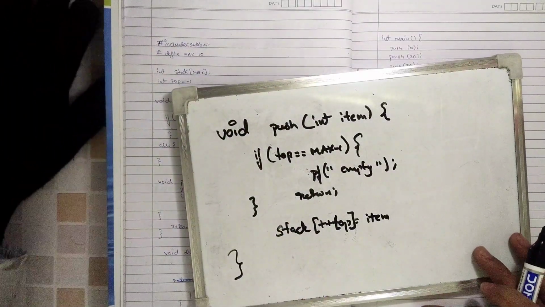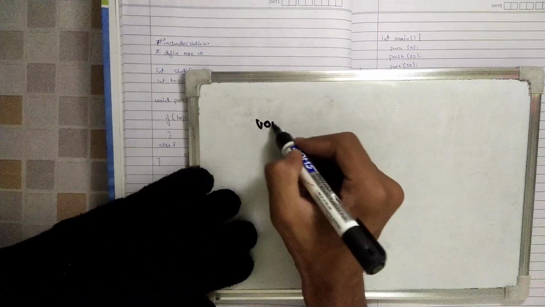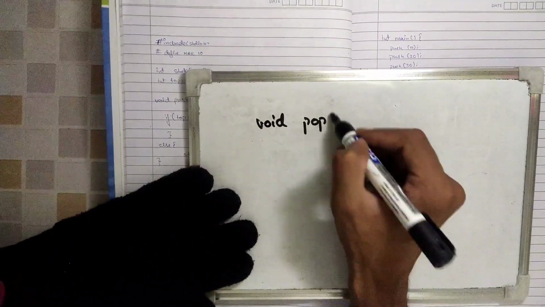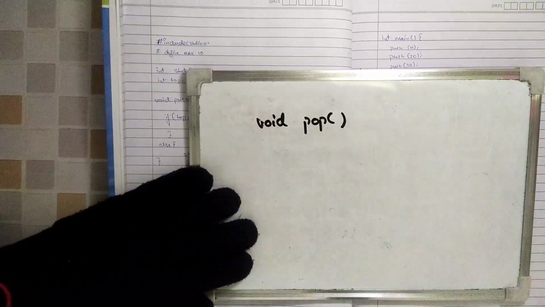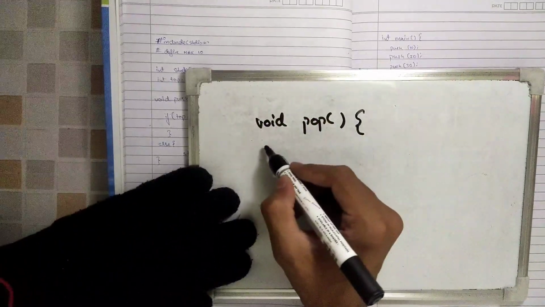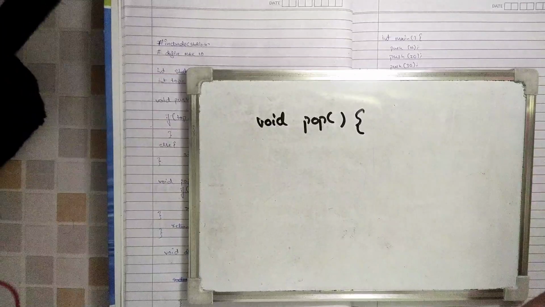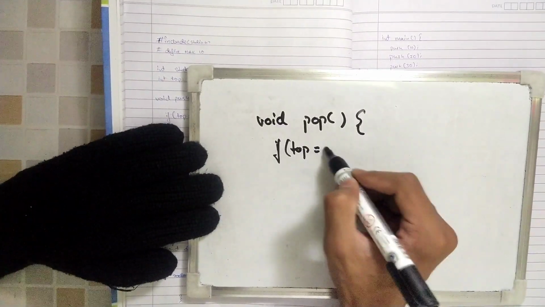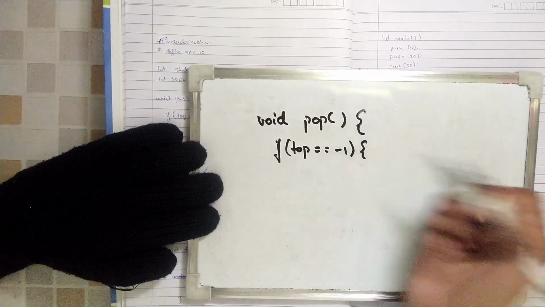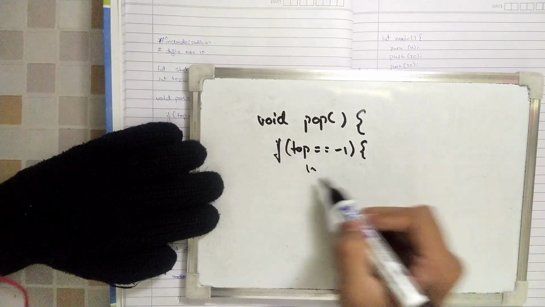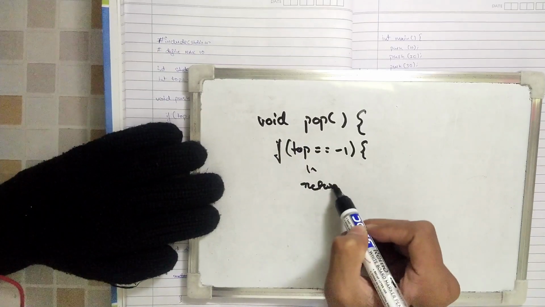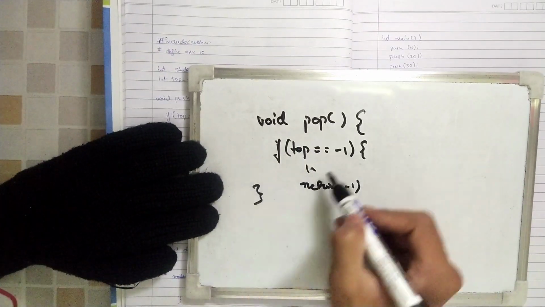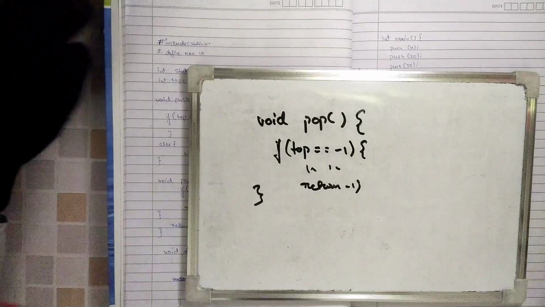Now we'll see pop. Push you understood, right? Now, void pop. In pop we won't write any parameters, because we are deleting, we don't want to pass any parameters. First we'll check for the empty condition. If there is nothing to delete, what will you delete? So if top equals minus 1, then it is empty obviously. Then write printf stack is empty, underflow, and return minus 1.